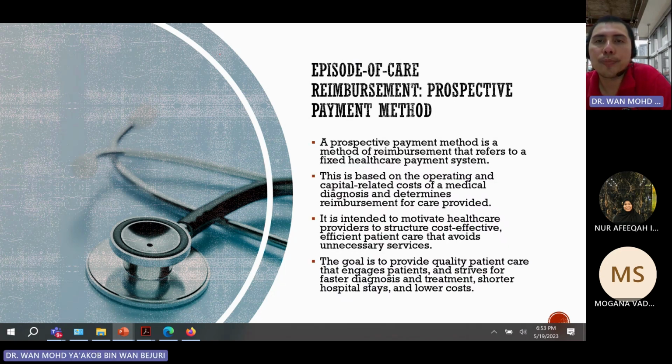So next is the prospective payment method. Basically, it refers to a fixed healthcare payment system. It is based on the operating and capital-related costs of a medical diagnosis and determines reimbursement for care provided. It is intended to motivate healthcare providers to structure cost-effective, efficient patient care that avoids unnecessary services. The goal is to provide quality patient care that engages patients and strives for faster diagnosis and treatment, shorter hospital stays, and lower costs.